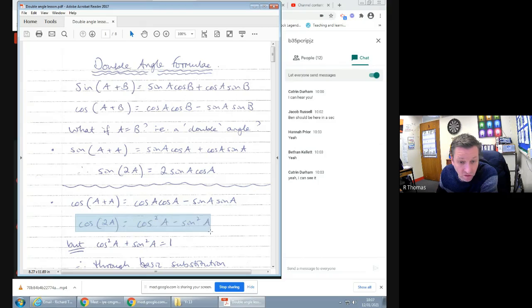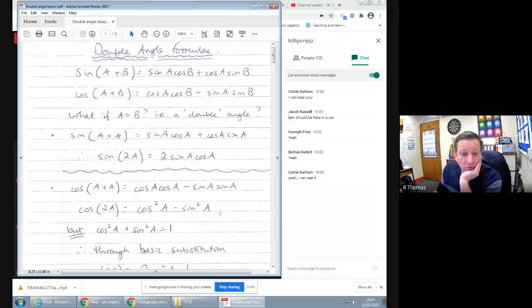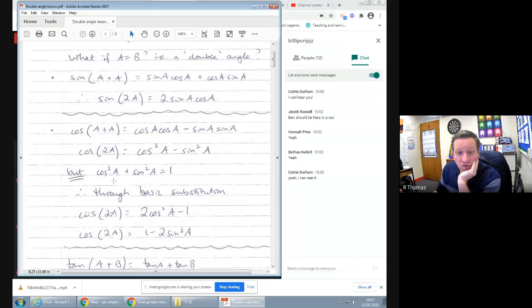And that is on its own an identity that you need to learn off by heart the night before you go into the exam. I'm sure you remember, though, from year 12, that cos squared plus sine squared is 1. So if we fiddle about with this a bit and do some basic substitution, if I replace, for example, this sine squared A here with what would be 1 minus cos squared A, I would end up with cos of 2A is 2 cos squared A minus 1.